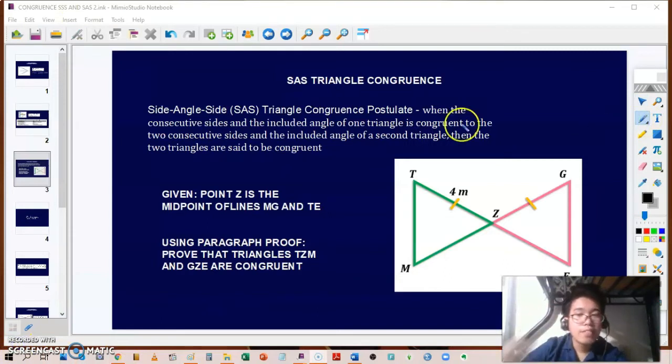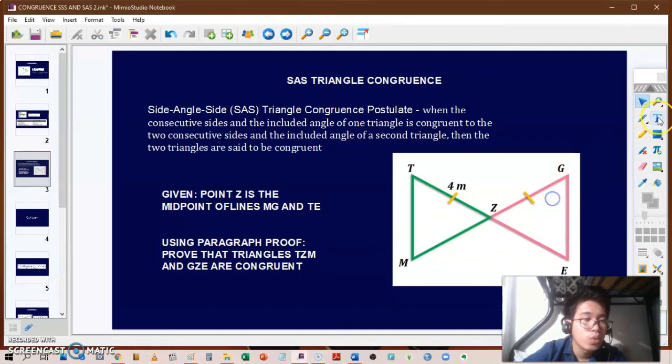Next we have the side-angle-side triangle congruence postulate. It simply states that when two consecutive sides and the included angle of one triangle are congruent to two consecutive sides and the included angle of a second triangle, then both triangles are said to be congruent. For example, we have here triangle PZM and triangle GZE.